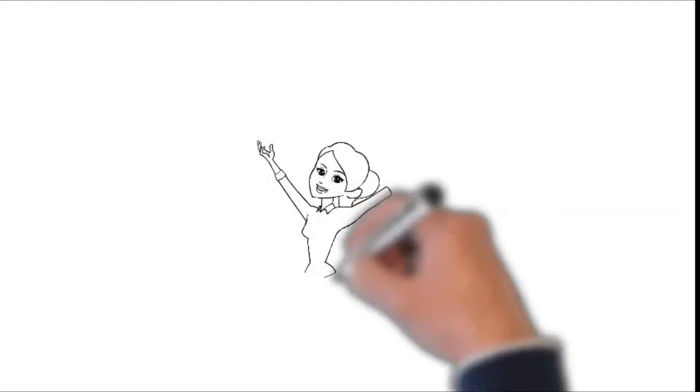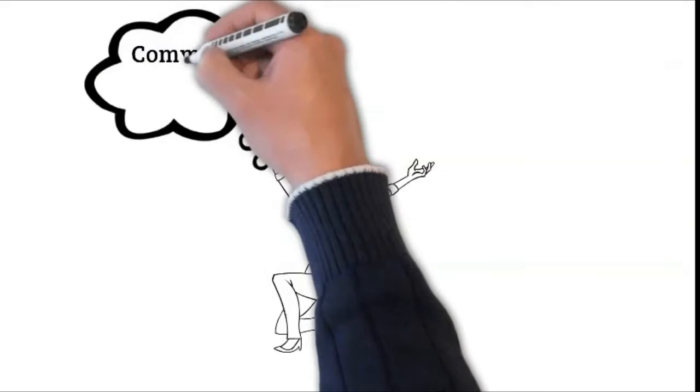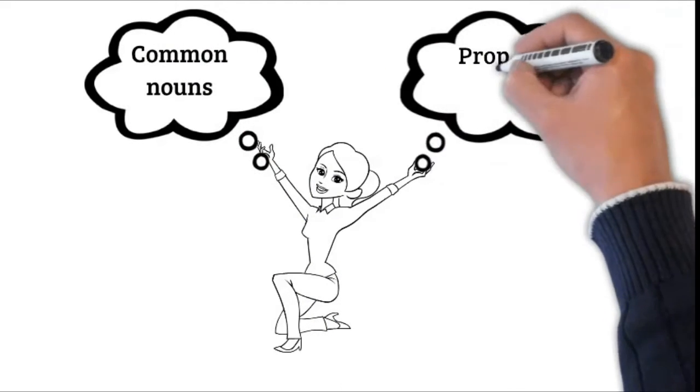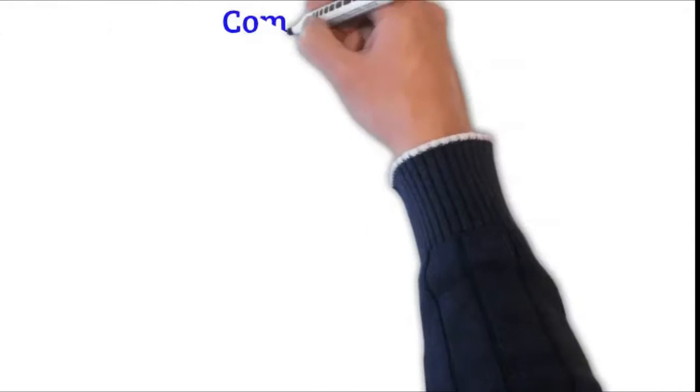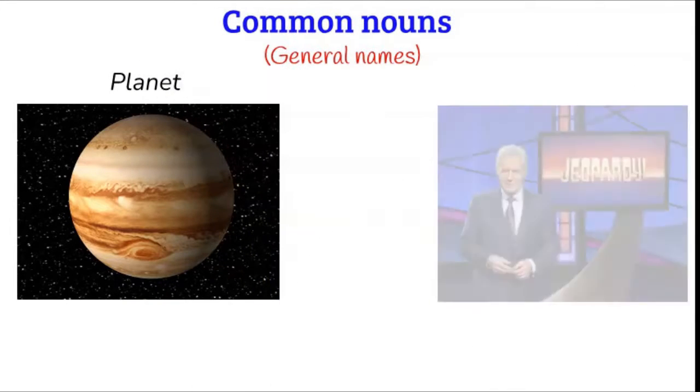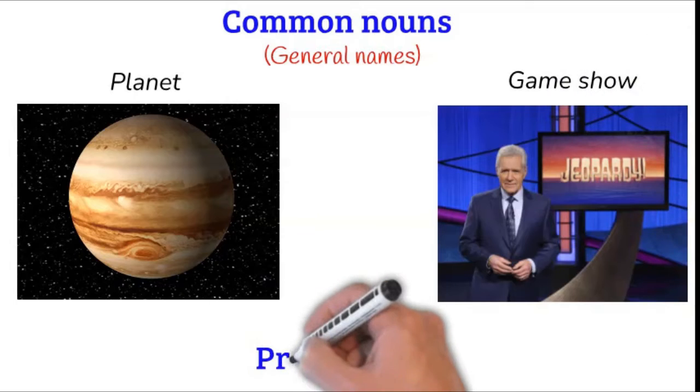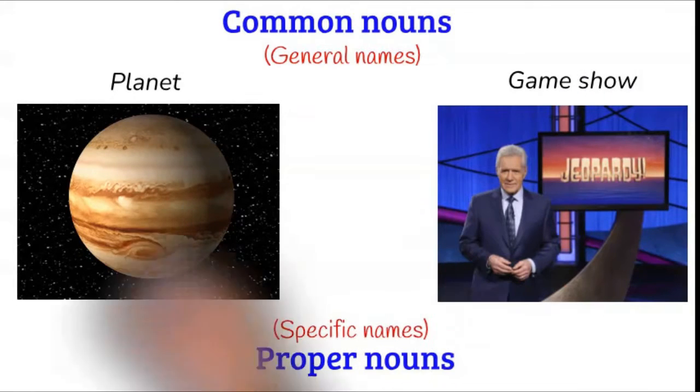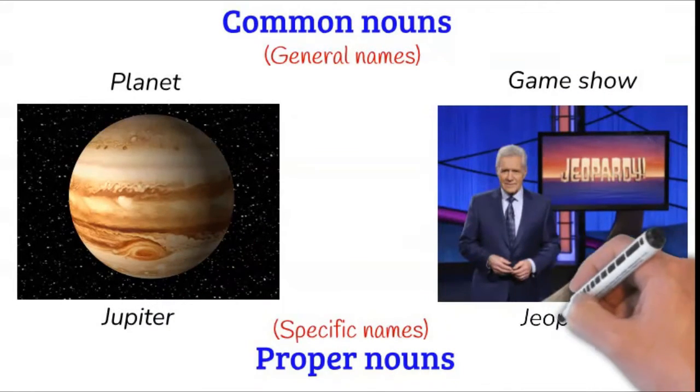Nouns fall into 2 categories: common nouns and proper nouns. Common nouns are general names for things like planet and game show. Proper nouns are specific names for individual things like Jupiter and Jeopardy.